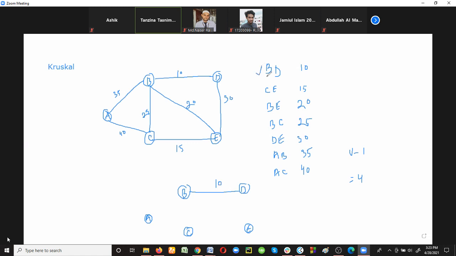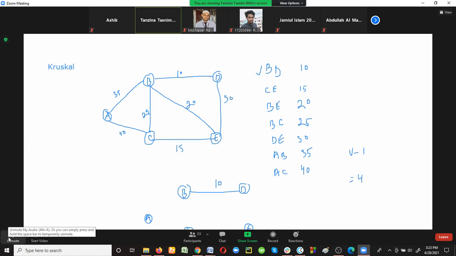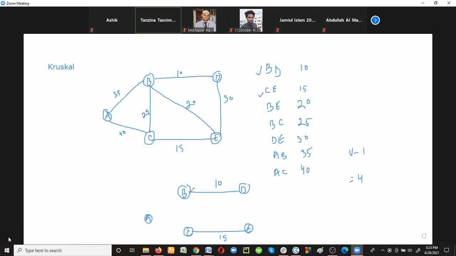So after taking the first edge, now take the next one, CE. So this is the node C. We can draw an edge between C and D, and its weight value is 15. Okay. Then the next one is BE. So this is B and this vertex is E, and its weight value is 20.